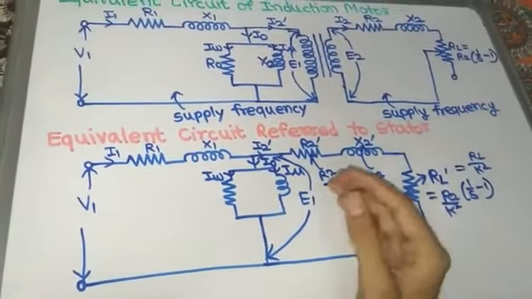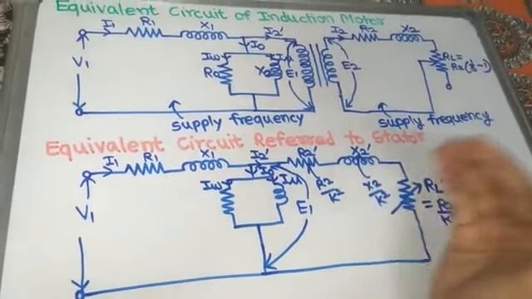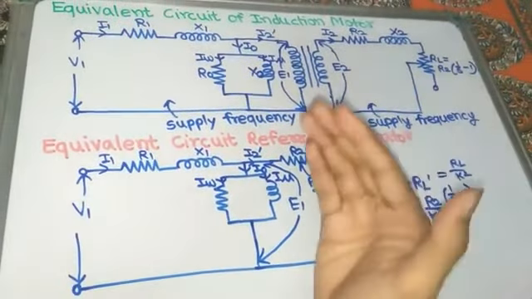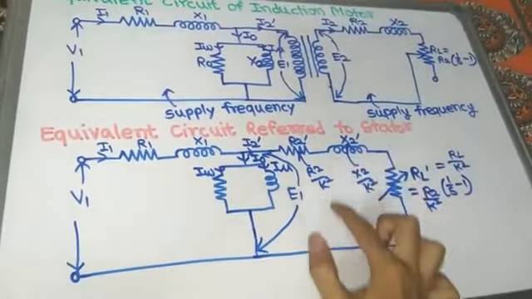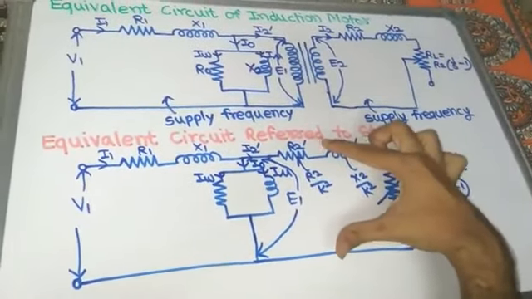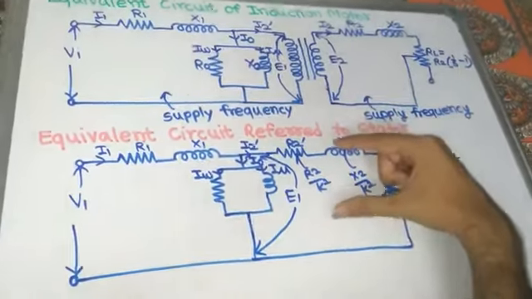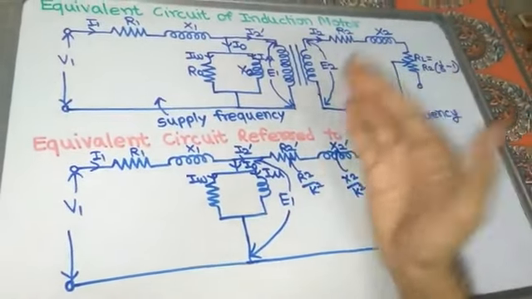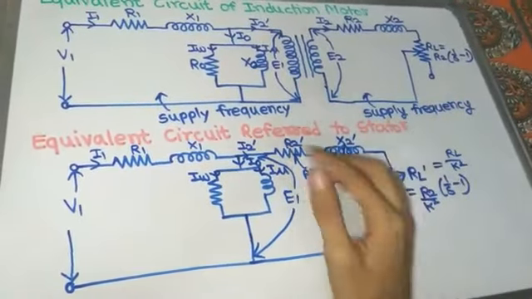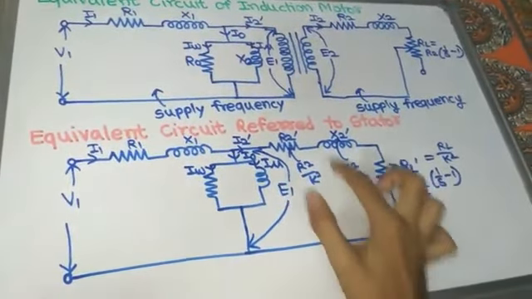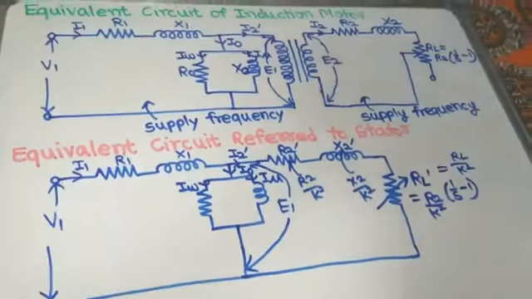Okay, and what about the rotor induced EMF of the secondary winding with respect to the stator, meaning the primary winding? It is E2 by K. Here we get the rotor induced EMF per phase, which will equal E2 by K if we have to draw the equivalent circuit referred to the stator. So here E2 by K is also drawn.